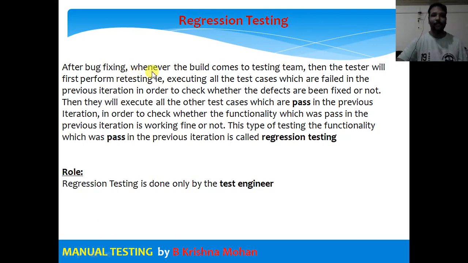After bug fixing, whenever the build comes to the testing team, the tester will first perform retesting, that is executing all the test cases which failed in the previous iteration in order to check whether the defects have been fixed or not. Then they will execute all the other test cases which passed in the previous iteration.